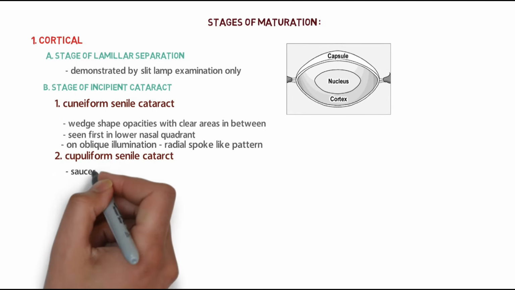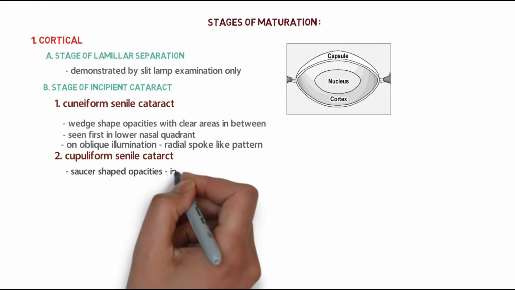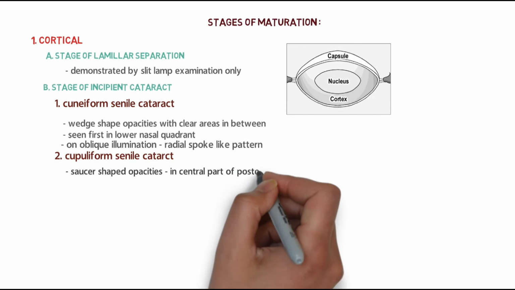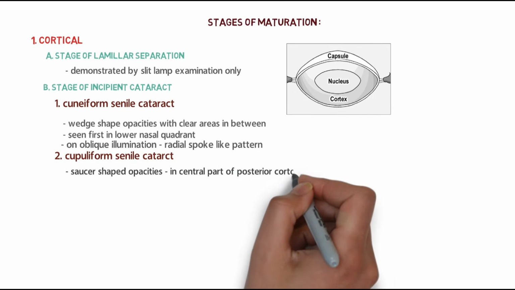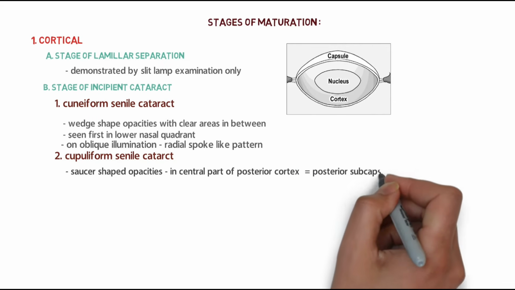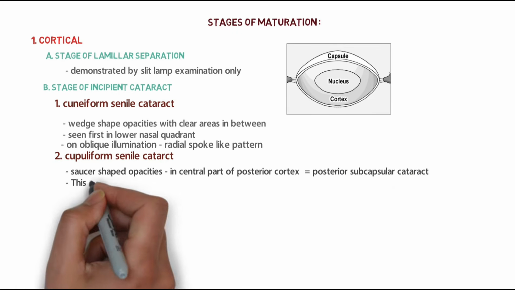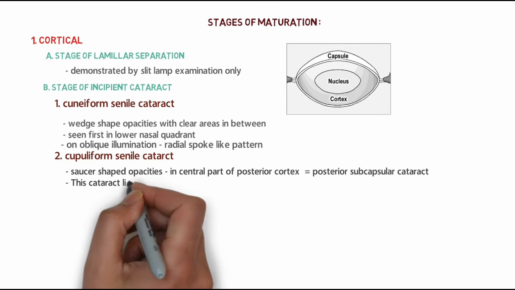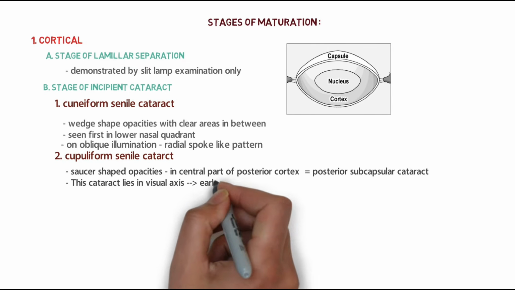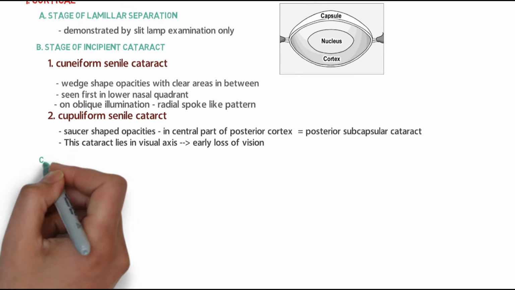Look at this diagram, it looks like a radial spoke pattern. Now the second one, cupuliform senile cataract, has saucer-shaped opacities in the central part of the posterior cortex. That's why it is also called posterior subcapsular cataract. This cataract lies in the visual axis, and that's why there is early loss of vision. So this is the stage of incipient cataract.